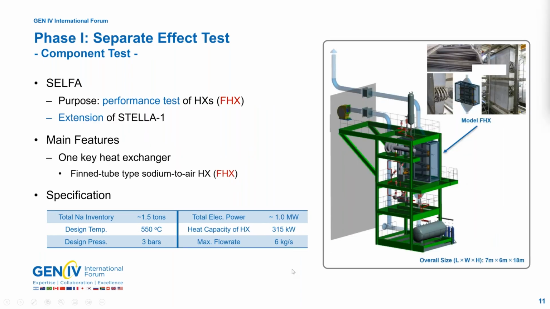And this is Selfa, an extension of Stella 1. Again, it is to test another key heat exchanger called FHX. FHX is a fin tube type sodium to air heat exchanger. As I told you before, there were only DHX and AHX in Caliber 600, but the reactor changed to PGSFR and the safety feature was enhanced with diversity means. So, an actively working heat exchanger was added.